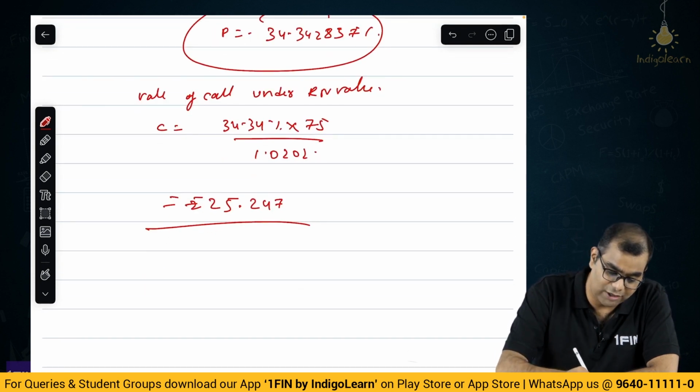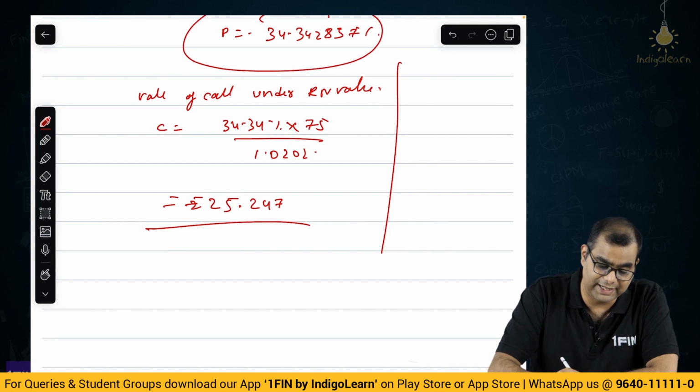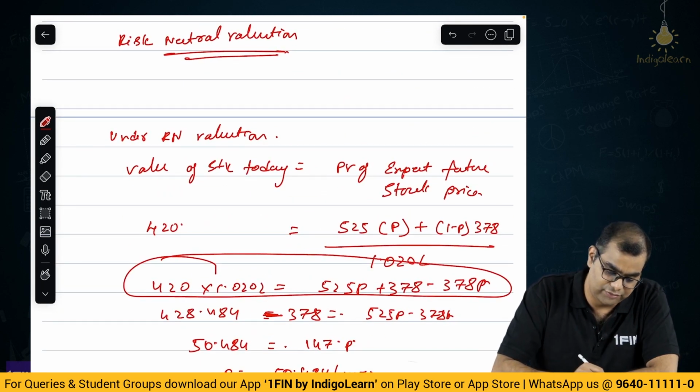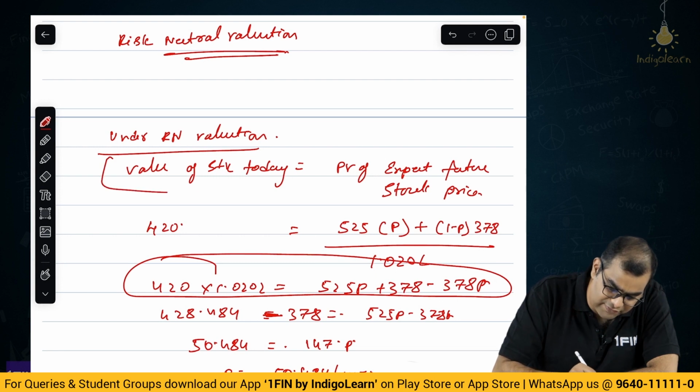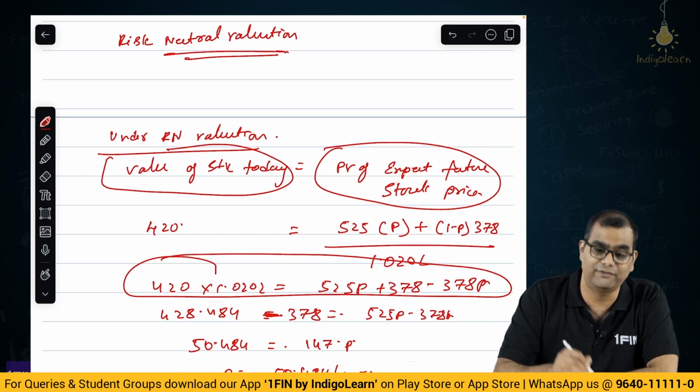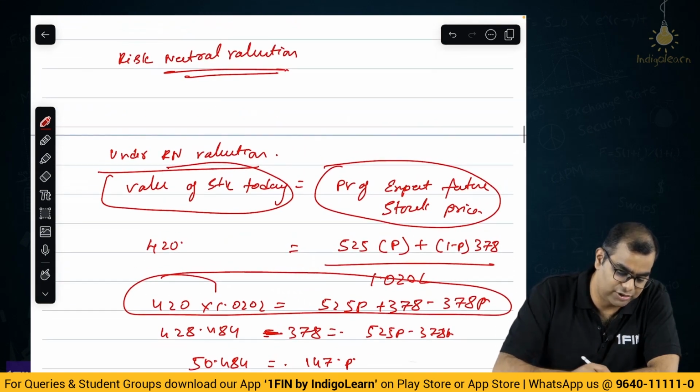So this is how you are supposed to solve ideally, and this is what the examiner is supposed to give you marks for. Okay. Under risk neutral valuation, you have to state this. Value of the stock today is equal to present value of the expected future price of the stock. You have to state this. Right. Now coming to the next part of the question.